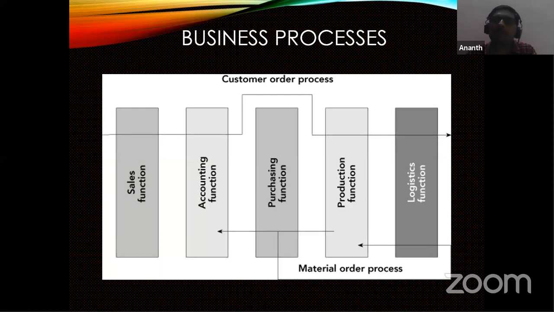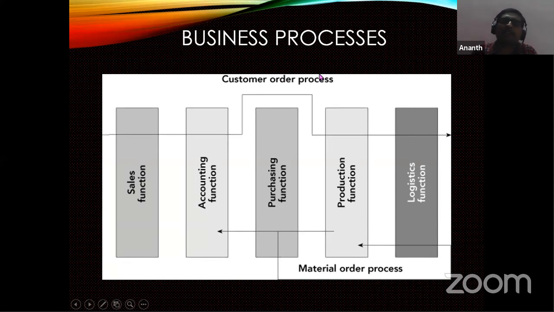Now, we have understood what is a functional area. We have understood what is a business function. Now let us understand what is a business process. Business process is a flow. We also call it a business flow, which cuts across the business areas involving more than one business function. So it cuts across sales, accounting, purchasing, production, logistics. These are all different things. So a process can cover all the departments with a set of business functions.